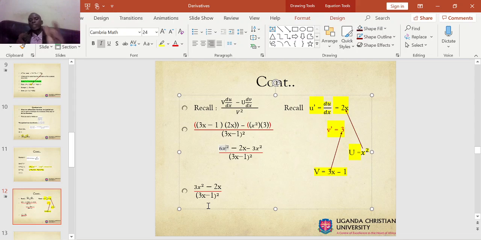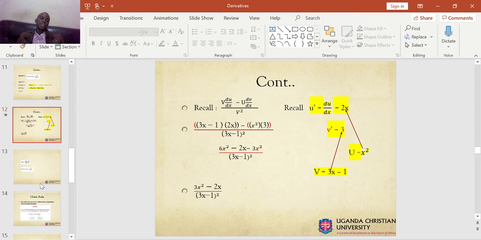The key is knowing the formula and knowing what to put in the formula. If you know the formula, you will have your side work. You have a v, the v is there. You need a u, the u is there. You need the derivative of u, you differentiate the u and you get the answer, like in this case 2x. You need the derivative of v, you differentiate the v and you get 3 in this case. After getting that, it becomes too easy. You can just substitute into the formula.